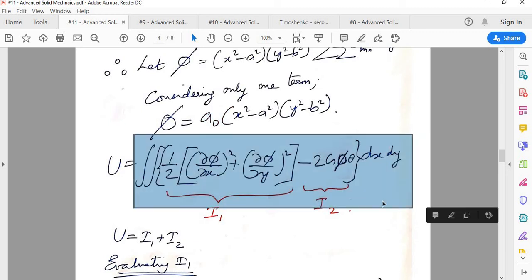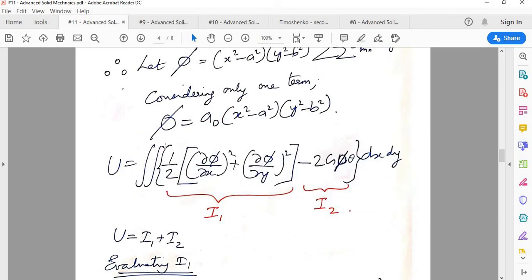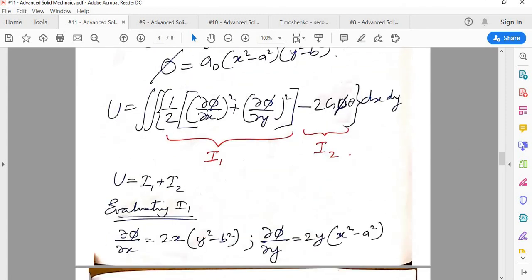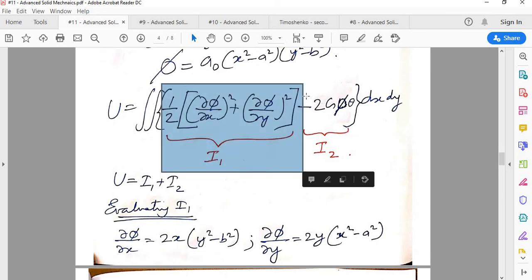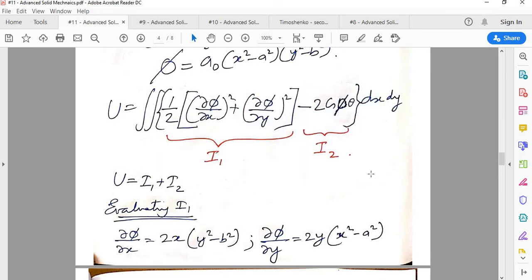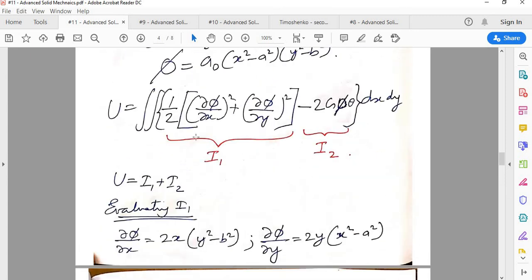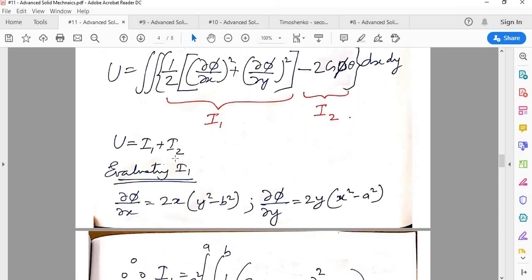Okay, so this is the expression for U. There are two parts for the expression. So let us separately denote it as I1 and I2 so that we can calculate it separately, because it works out to be a large expression. So first let us evaluate I1.